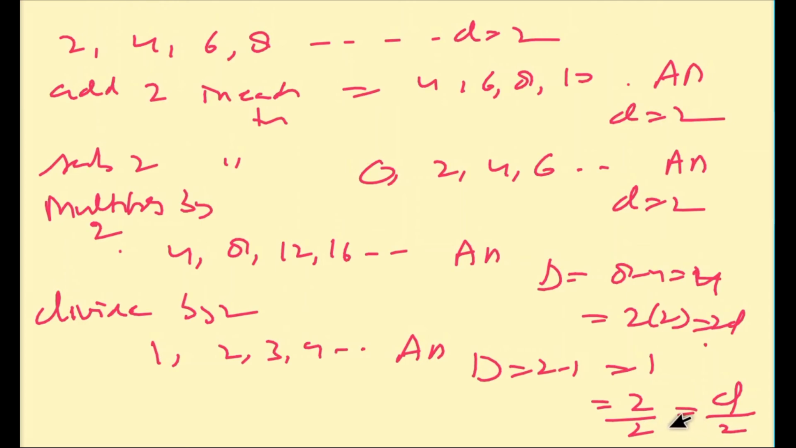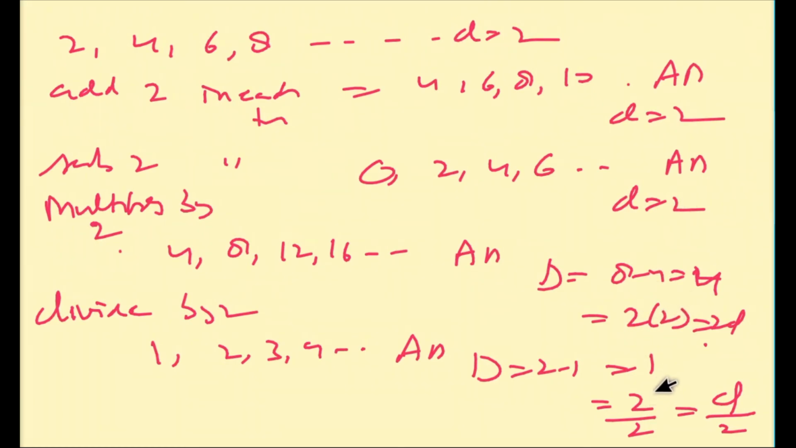What do we learn here? We learn the property that if we add, subtract, multiply or divide by a constant number in each term of an AP, what do we get? The new series will be in AP? Yes. In add and subtract, the common difference is not changing, but in multiply and divide, the common difference is also multiplied and divided.